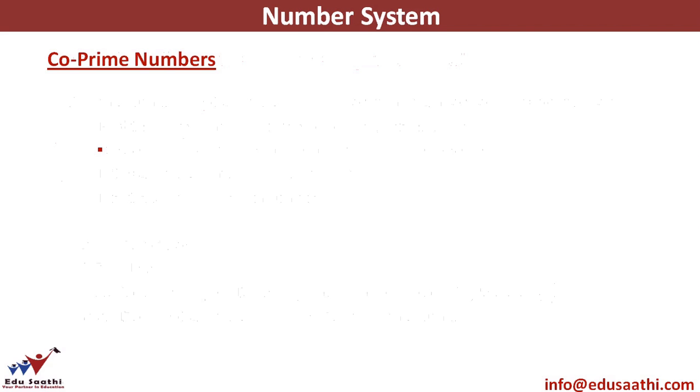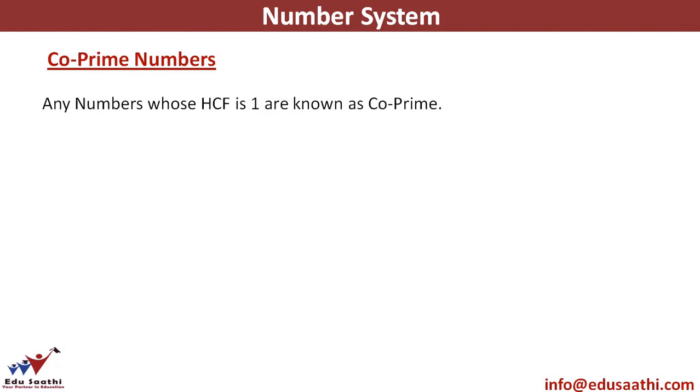And let's look at coprime numbers. Now what are coprime numbers? Prime you understand. What is coprime? I need a minimum of two numbers whose HCF is 1. That means whose highest common factor is 1 are known as coprime. That means they have nothing in common except 1. So I find out the factors for both the numbers. If except 1 there is no other common factor, the numbers are known as coprime numbers.